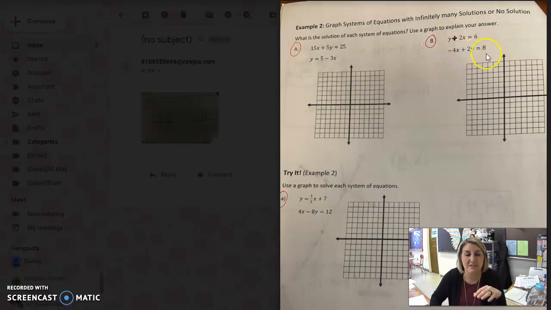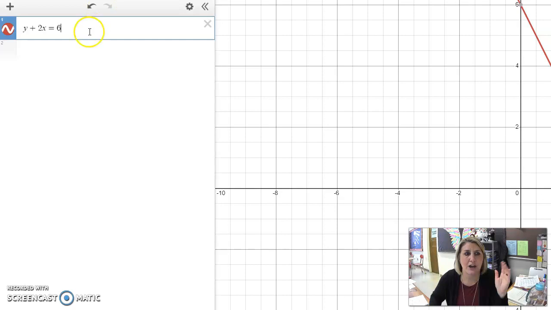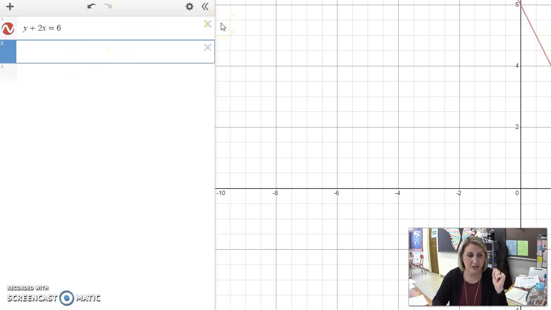Now I'm going to type this one in. Here's the best part. I can type it in exactly like that. I don't have to move things around. So I'm going to press enter. And then I'm going to type in negative 4x plus 2y equals 8. And look what happens.